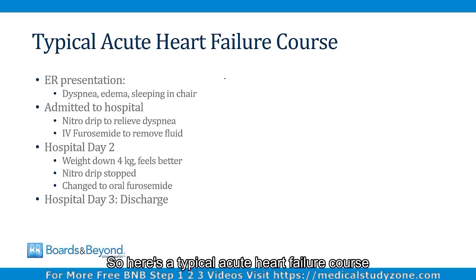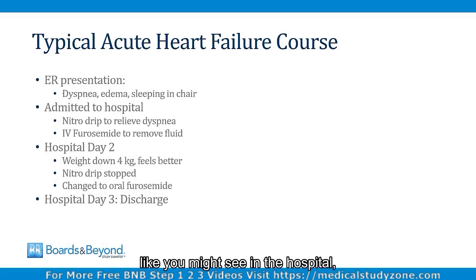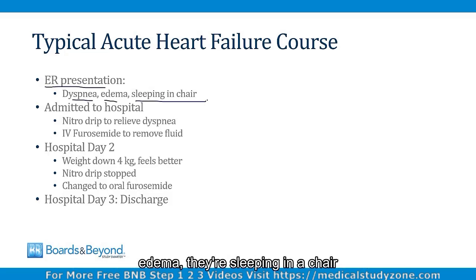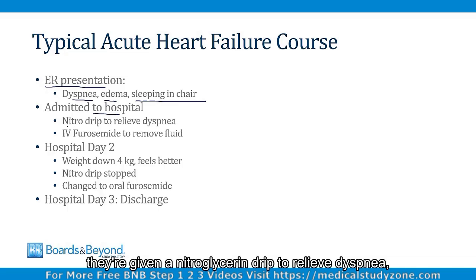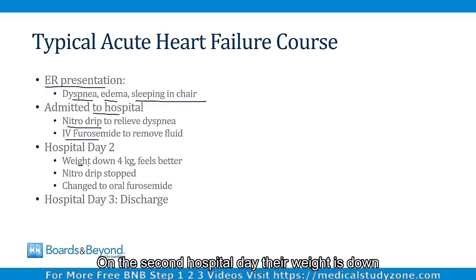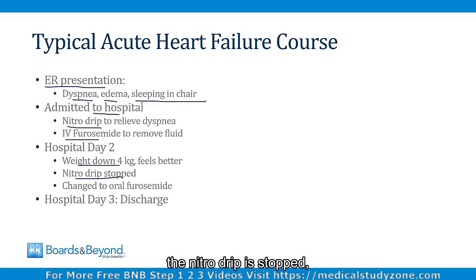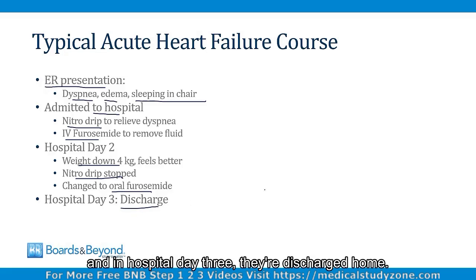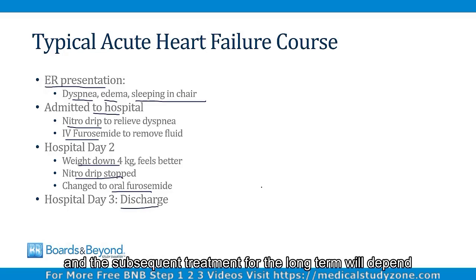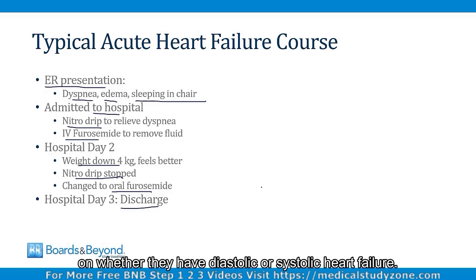So here's a typical acute heart failure course like you might see in the hospital. A patient presents to the emergency room with dyspnea, edema. They're sleeping in a chair because they can't breathe lying flat. They're admitted to the hospital. They're given a nitroglycerin drip to relieve dyspnea. They're also administered intravenous furosemide to remove fluid. On the second hospital day, their weight is down 4 kilograms and they feel better. The nitro drip is stopped. They're changed to oral furosemide, and at hospital day 3, they're discharged home. At this point, they have chronic heart failure, and the subsequent treatment for the long term will depend on whether they have diastolic or systolic heart failure.